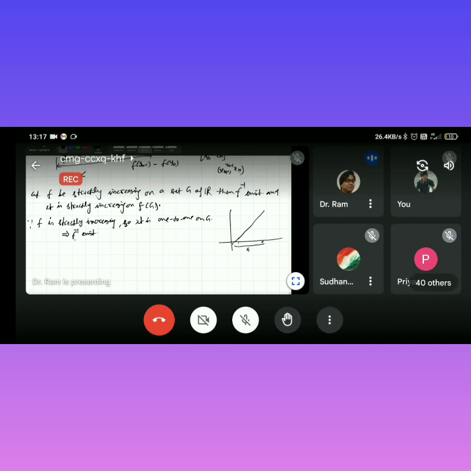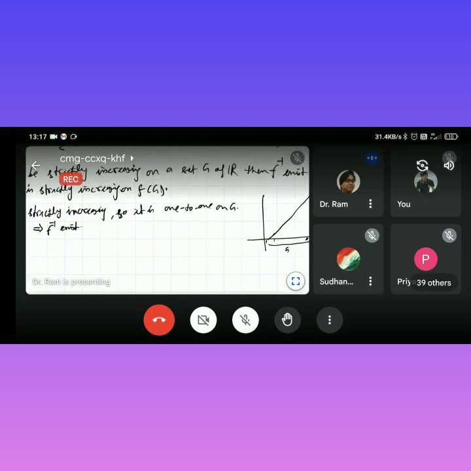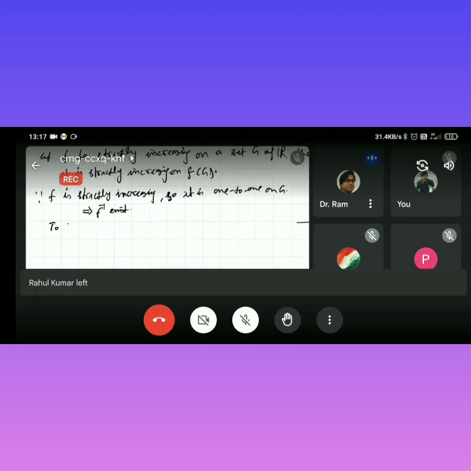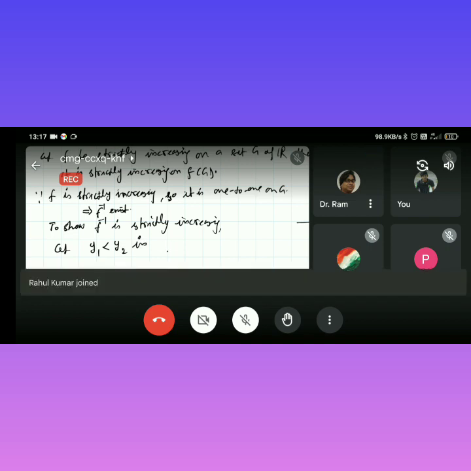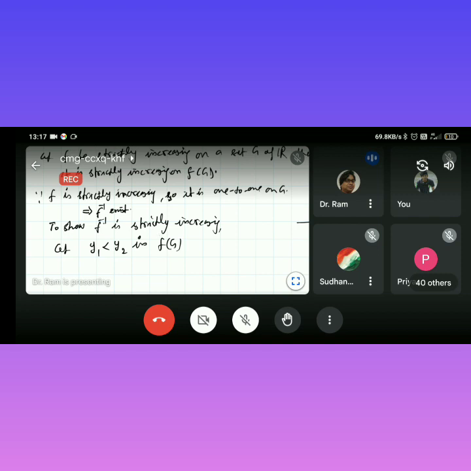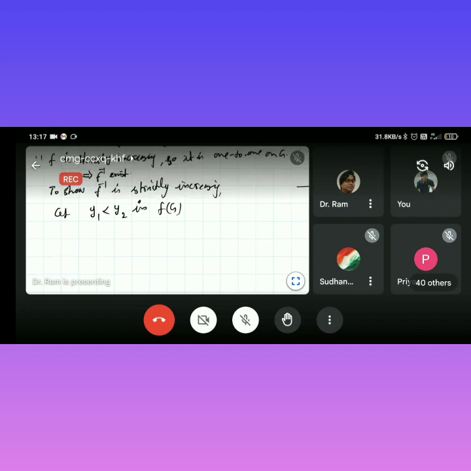The second thing, we just show that this will also be a strictly increasing function. So strictly increasing, we already have the definition for strictly increasing function. Let us verify that thing. So to show f inverse is strictly increasing, let us suppose two distinct points y1 which is less than y2 in f of g, that is the domain of f inverse. Okay.